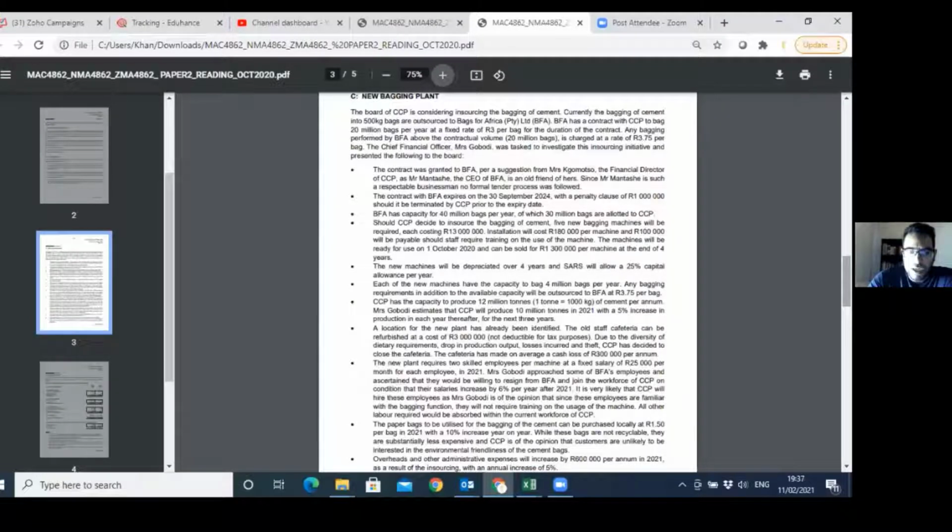Next, the paper bags to be utilized for the bagging of the cement can be purchased locally at R1.50 per bag in 2021, with a 10% increase year on year. While these bags are not recyclable, they are significantly less expensive, and CCP is of the opinion that customers are unlikely to be interested in the environmental friendliness of the cement bags. Here you can see from a qualitative point of view, they are shallow thinkers, right? So they're only worried about money, profits.